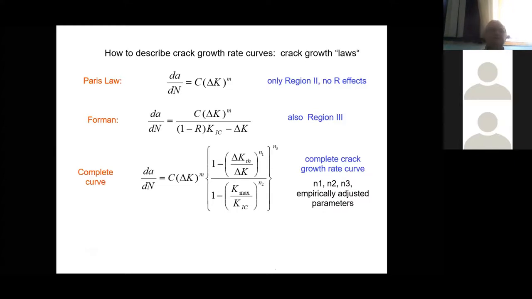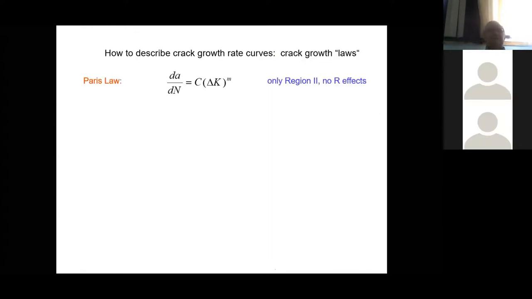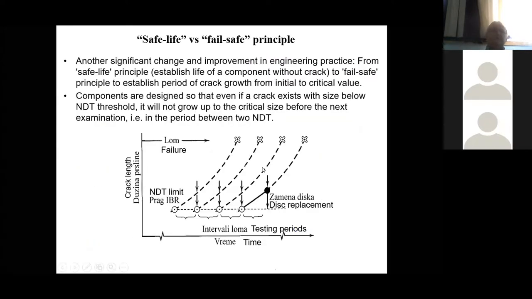In any case, just to go back one step, this law or any other law allows us to calculate also crack size, crack length versus number of cycles. And such a curve is very important. I will explain later on and show some of them. So we go now further, and now it will explain how we can use this Paris law or any other equation which correlates fatigue crack growth with the stress intensity factor range.